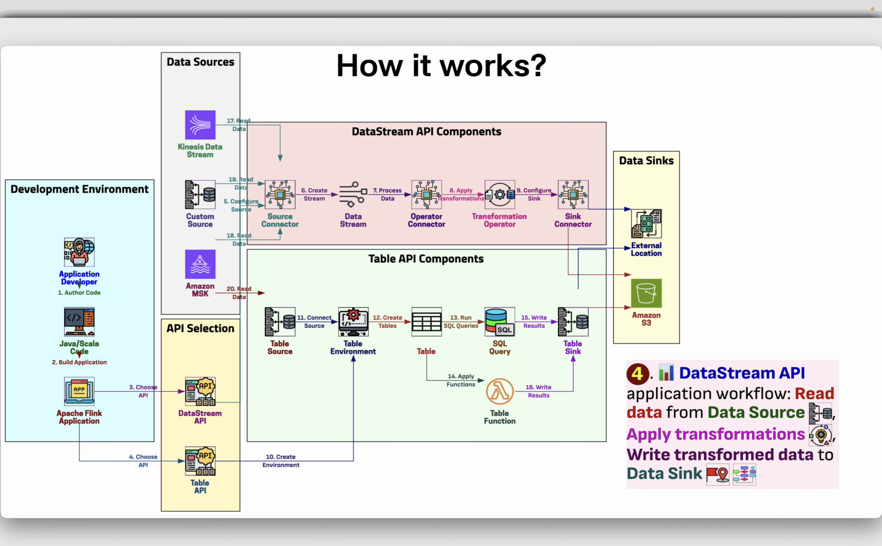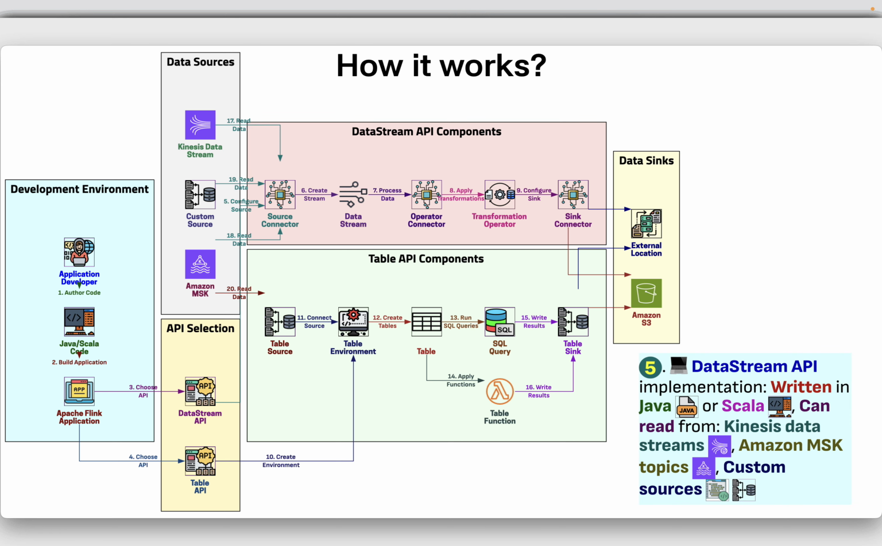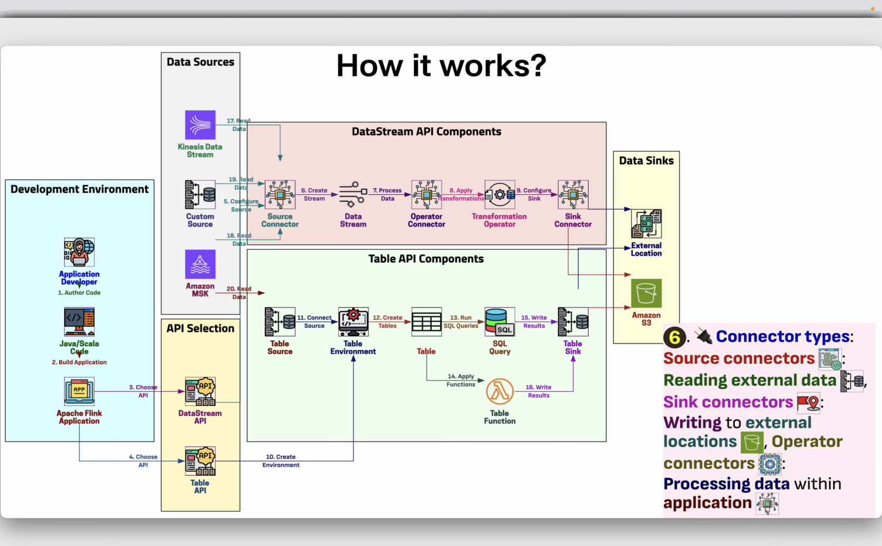Data stream API applications read data from a data source, apply transformations to the data, and write transformed data to a data sink. Data stream API applications can be written in Java or Scala and can read from Kinesis data streams, Amazon Managed Service for Kafka (MSK) topics, or any custom sources.